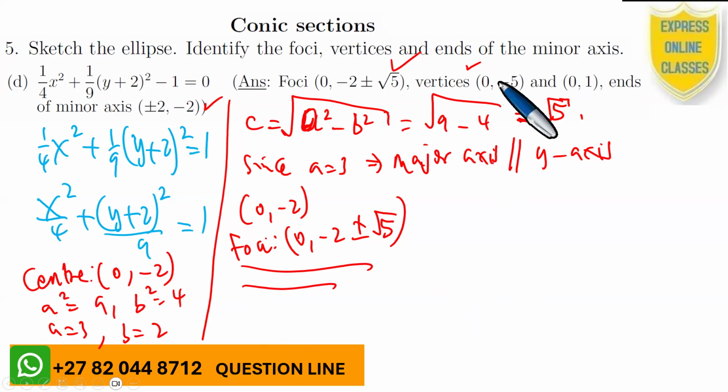But yeah, you can practice by finding the vertices of this one in 5D, and also the ends of the minor axis, and also sketching this one like we've done.